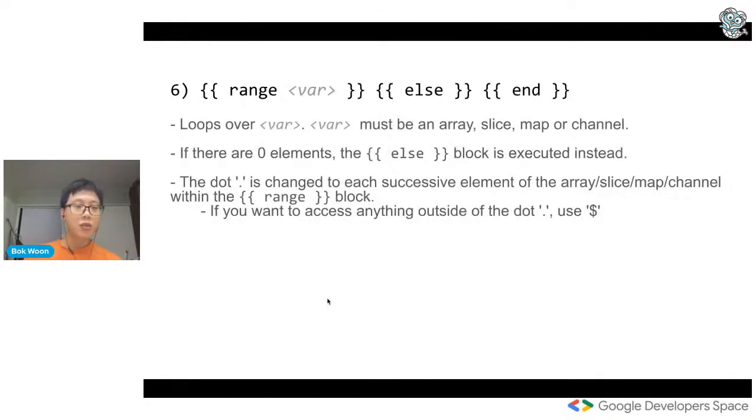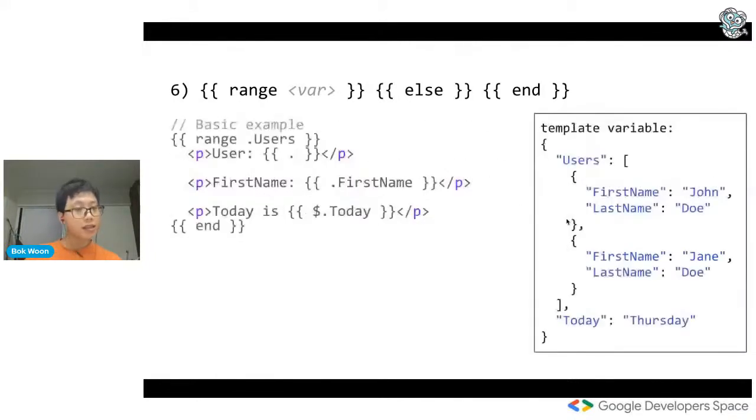So the last keyword is range. It loops over this variable, and the variable must be an array, a slice, map, or channel. If there are 0 elements, then the else block inside here is executed. Again, the dot is changed to each successive element inside the array, slice, map, or channel. If you want to access anything outside the dot, use the dollar. So this is a basic example.